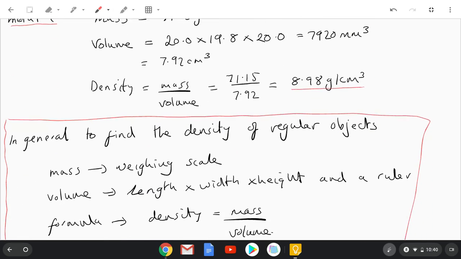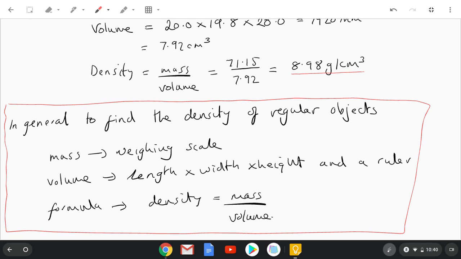In general, your examiner likes to ask questions. How would you find the density of a regular object? You would put all of these points that I'm going to mention in sentences. So for the mass, you place your object on a weighing scale and you take the measurement for mass.